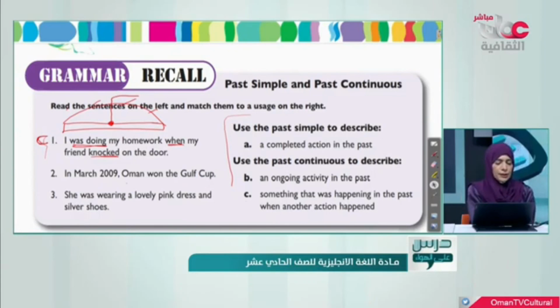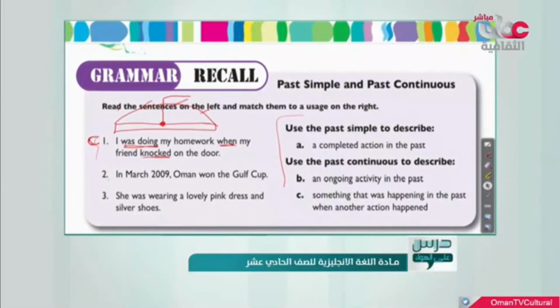In March 2009, Oman won the Gulf Cup. Okay, it is clear here I didn't use any of the continuous forms, so the only choice will be A, completed action that happened in the past and finished. She was wearing a lovely pink dress and silver shoes. An ongoing activity in the past to reflect duration. So B will be number 3. C, A, B.